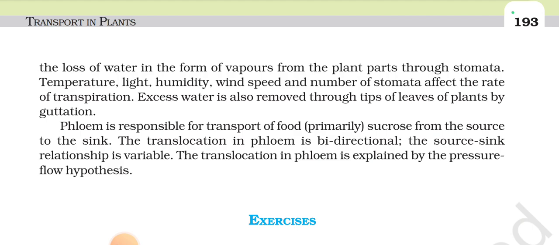Phloem is responsible for transport of food, primarily sucrose, from the source to sink. The translocation in phloem is bidirectional. The source-sink relationship is variable. The translocation in phloem is explained by the pressure flow hypothesis.